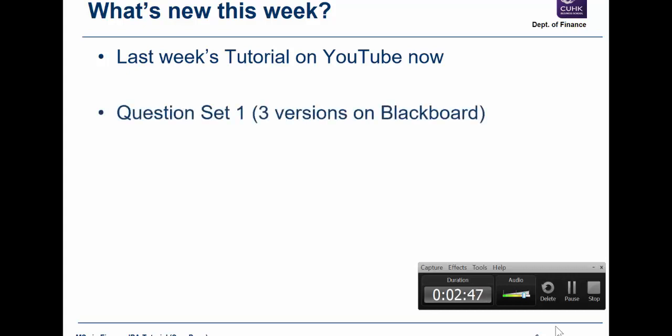Now, question set 1, I have put that on Blackboard. Sorry if there's a little bit of delay. There are 3 versions. There is a clean version. There is a version with all my notes on it. And there is a version with just the answers. You look at the one you want to. If you want to go over the exercise again with nothing interrupting you, then use the clean version. If you want to read my notes, you can do that. If you want to find the answer, you can go to the one with the answers.